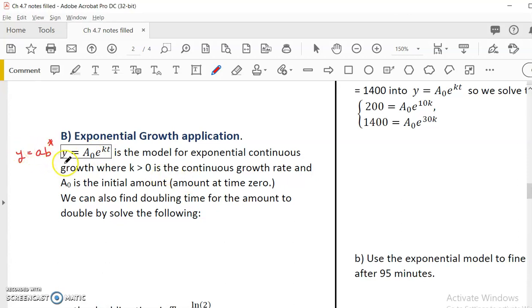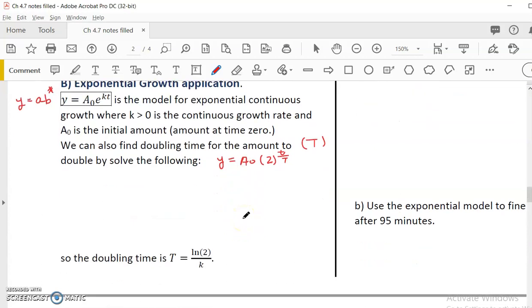Okay, so this is the continuous growth model, but there is also another model, which we can use to represent something that grows rapidly, if we know the doubling time. So if we know the time for it to double, say call it T, the big T is the time to double, we can write the model as A0 times 2 to the power t over big T. So this is an alternative model other than ab^x or A0 e to the kt, and this is called the doubling time model.